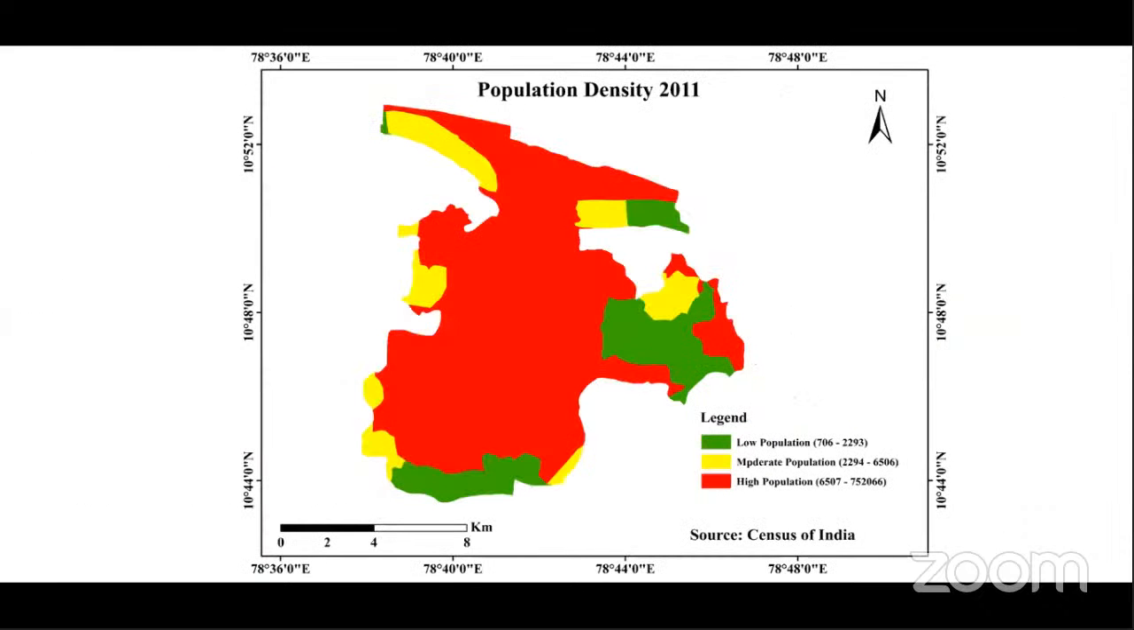Then the population density map was created by using Census of India data. It was joined in QGIS with the village shapefile, and by giving equal interval, that is quantile classification, the resulting map has been produced. The red zone shows higher population, whereas green shows lower population zone.